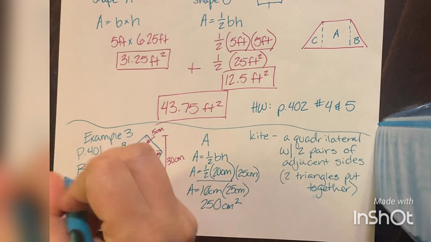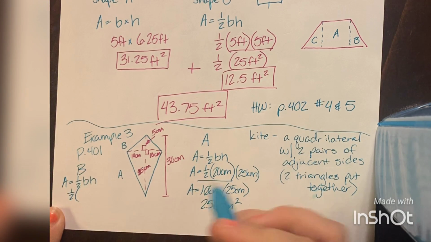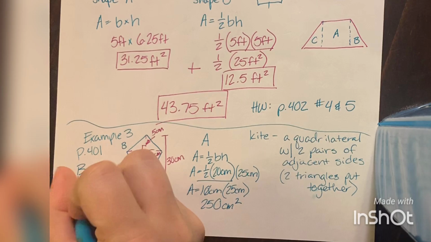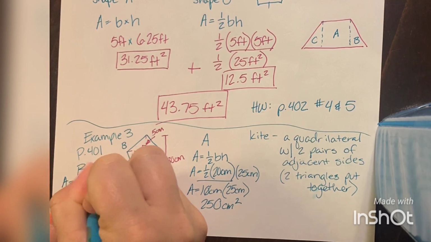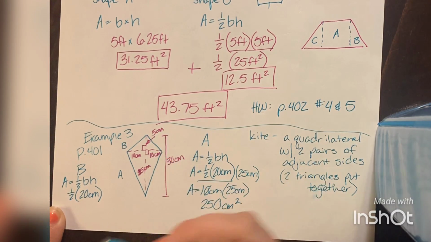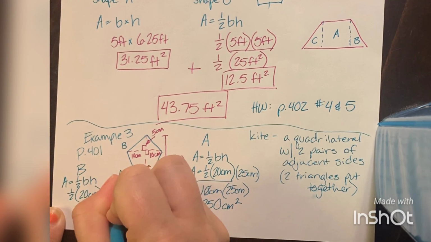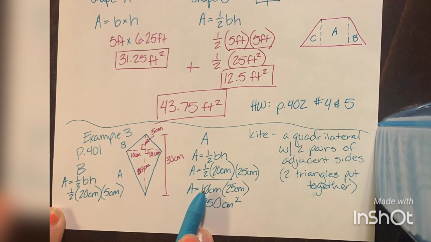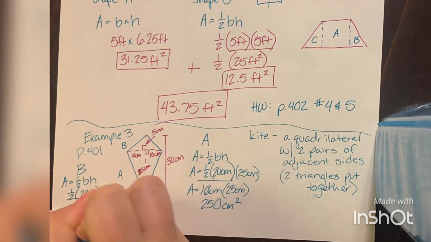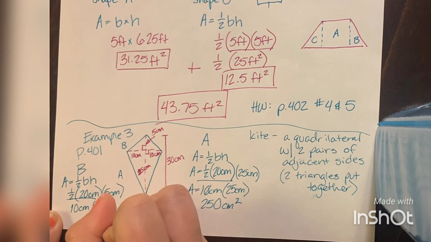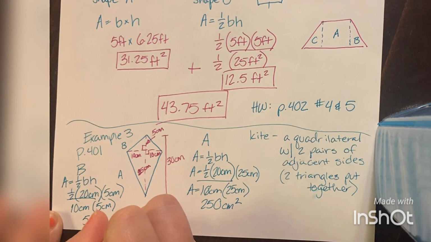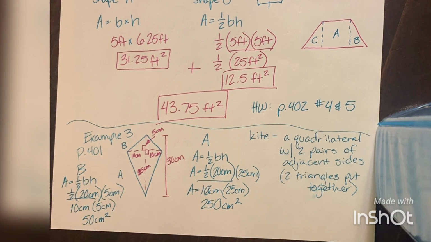Okay, so we have 1/2 times the base, which is the same as the last triangle. They share a base, so 20 centimeters. And the height for this little triangle on the top is 5 centimeters. I'm going to do the same thing as over here. Half of 20, that's 10 centimeters, times the 5 centimeters. 10 times 5, good. 50 centimeters squared.